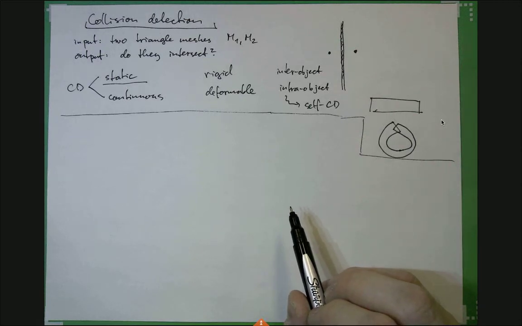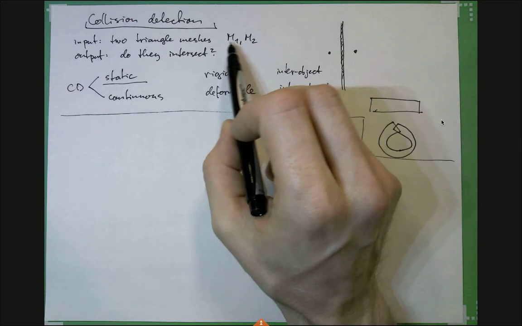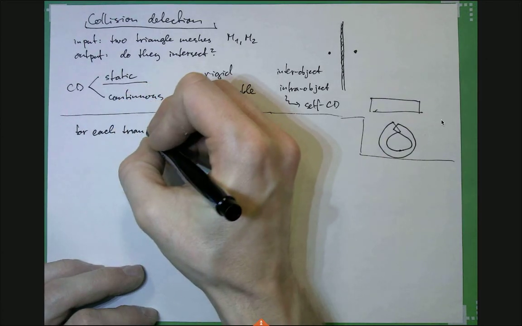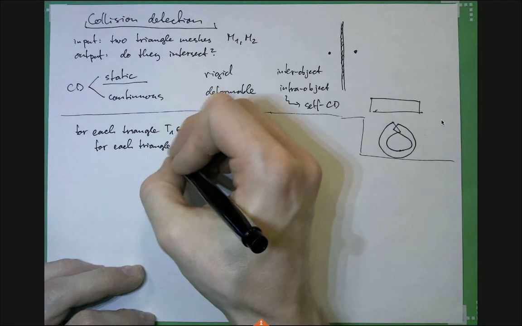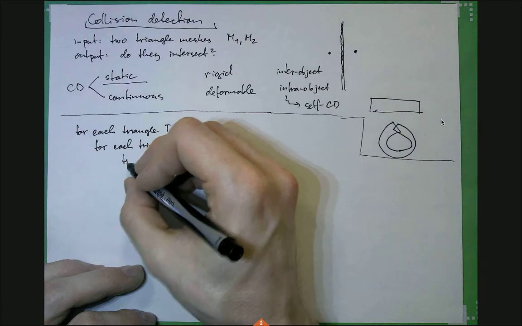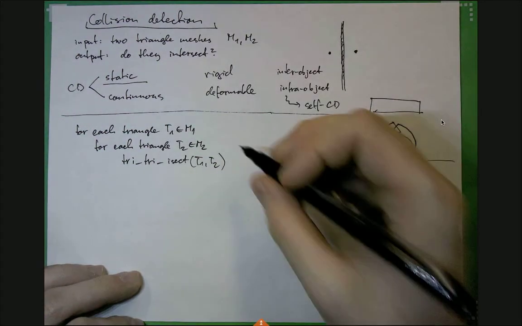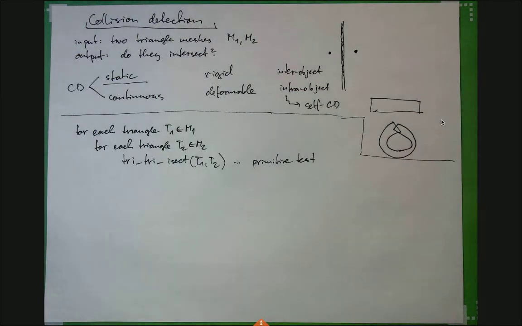It's easy to come up with an algorithm that gives you the right answer, but it's not very fast, right? All you need to do is to go through all triangles from mesh 1 and all triangles from mesh 2. So let me write it as pseudocode. For each triangle T1 from mesh 1, and also for each triangle T2 from mesh 2, then you just do triangle intersection between T1 and T2. This is sometimes called the primitive test. In this case, the primitives are the triangles the meshes are composed from. So that will do it, right? That will correctly solve the static collision detection problem for two arbitrary meshes just by looking at all the primitives, except that's obviously quite wasteful, right?